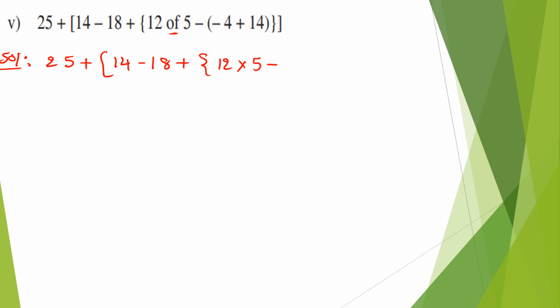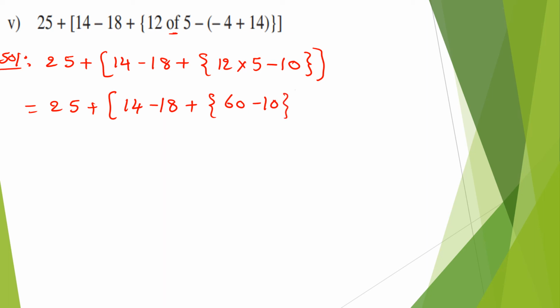So minus of, we should remove those brackets. First we calculate inside the small brackets. That is minus 4 plus 14, that should be 10. Okay, now remove that bracket. Now look at that, 25 plus of 14 minus 18 plus, now calculate inside the curly brackets. 12 into 5, that is 60 minus 10. Okay, now let us see 25 plus of 14 minus 18 plus, so 60 minus 10 is 50, and remove the curly brackets here.